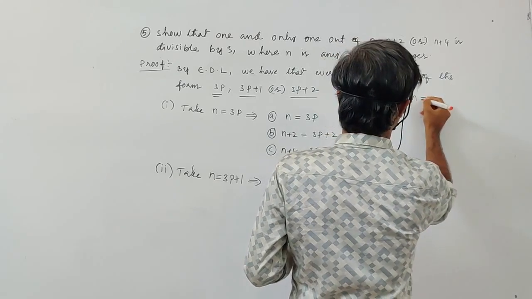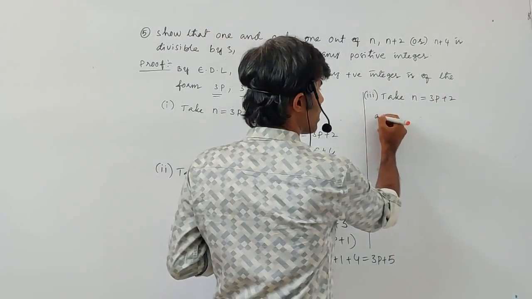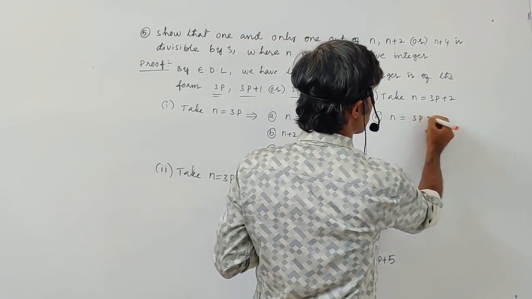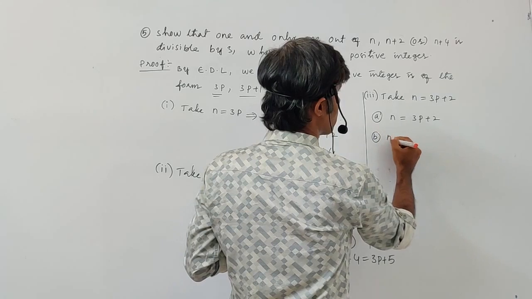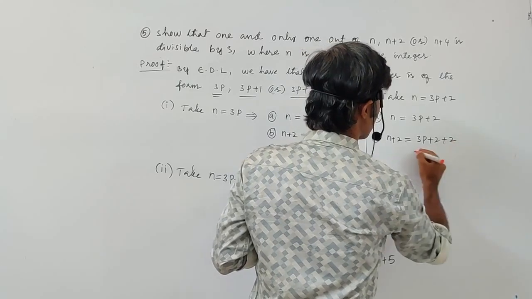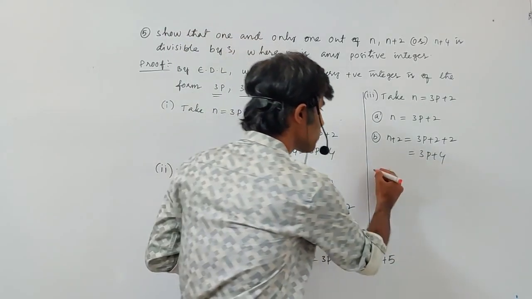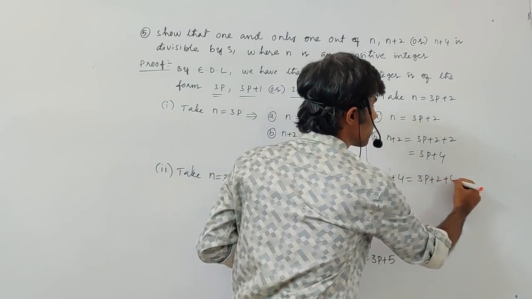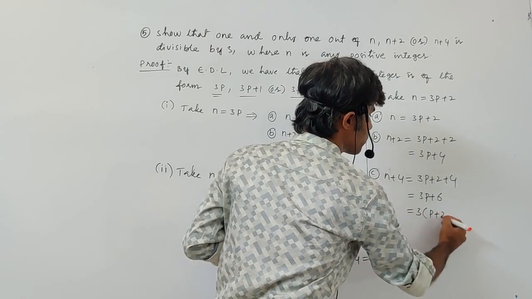Take n equals 3p plus 2, and again take the first number. The first number is n, that is 3p plus 2, and the second number is n plus 2, 3p plus 2 plus 2. It is 3p plus 4. And n plus 4 is 3p plus 2 plus 4, 3p plus 6, that is 3 into p plus 2.